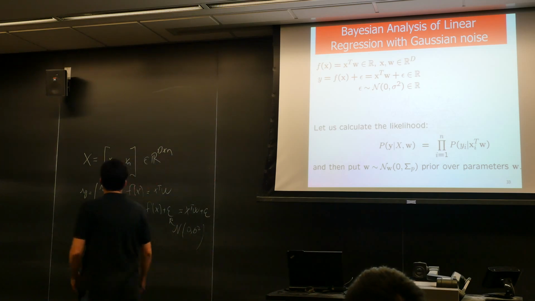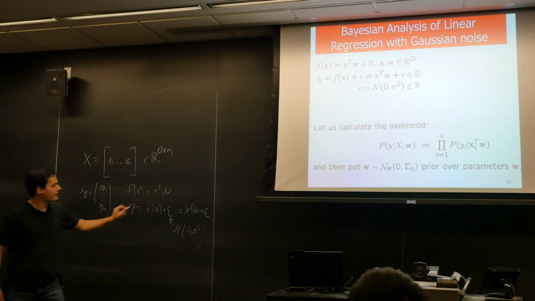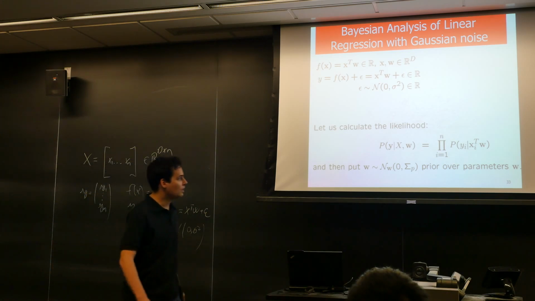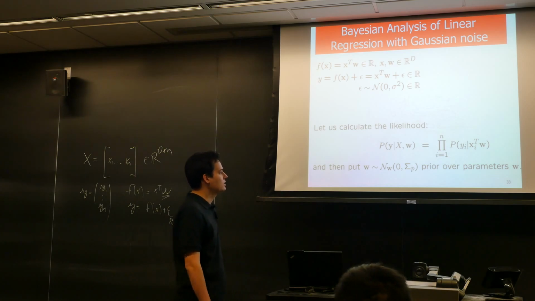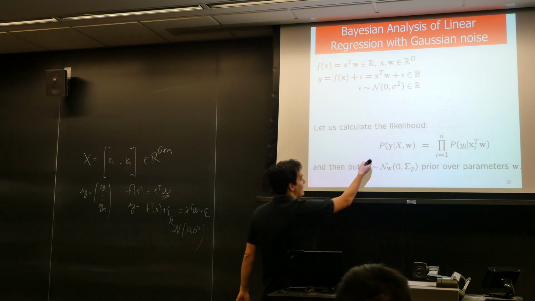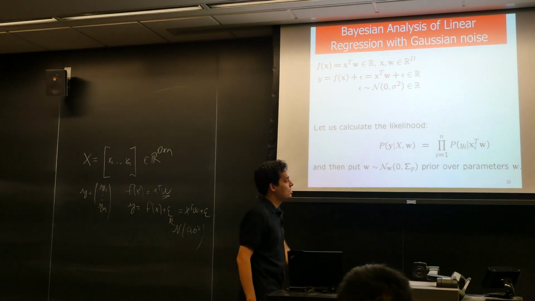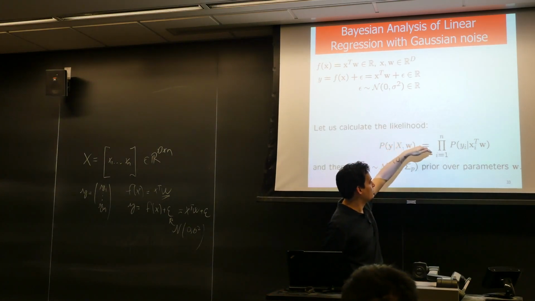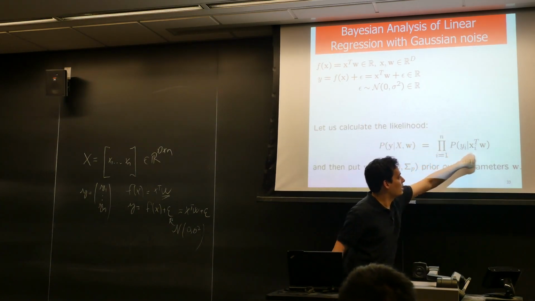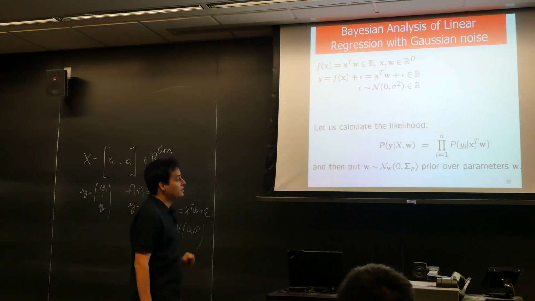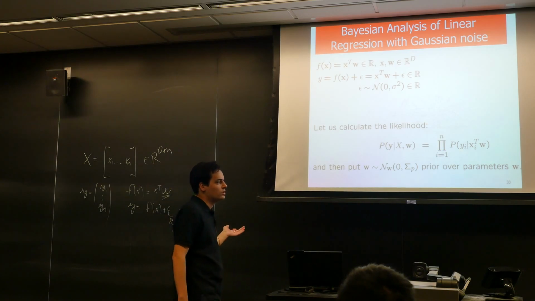Our goal is that we have these input-output pairs, and we want to find the best w, right? So we do that with maximum likelihood estimation. Then the likelihood function, that's the probability of y given x and w, will be, because we assume that the input-output pairs are independent from each other, that is, we have IID data, just the product of these terms. And that would be the maximum likelihood estimation.